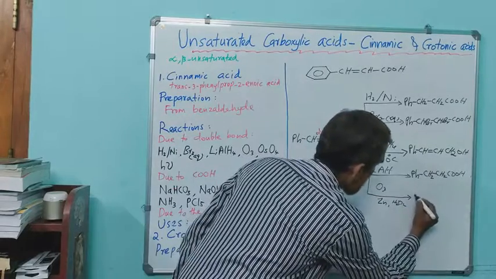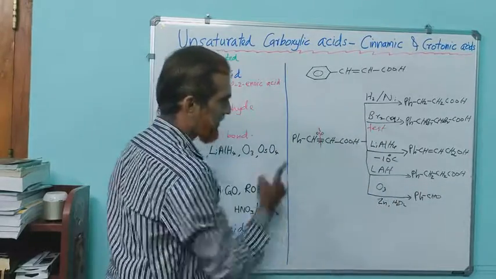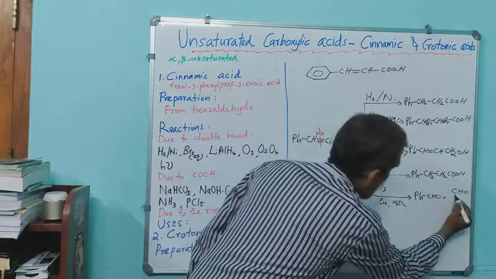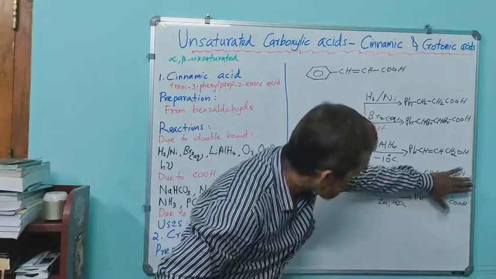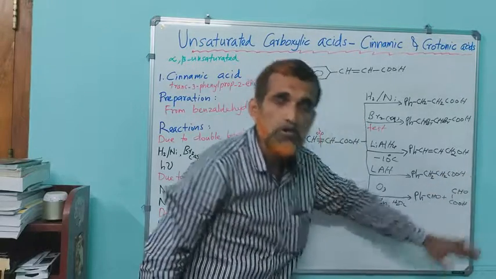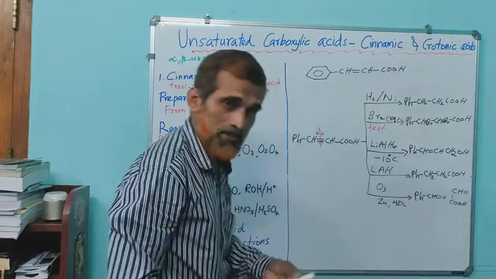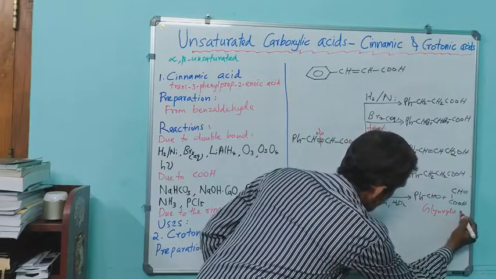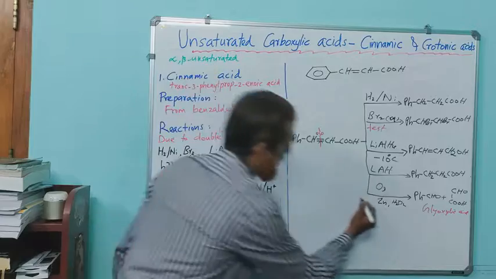This is broken into 2 pieces. One is this one. What is this? Benzaldehyde is one product. What is the next one? That's a very interesting product. This becomes CHO and COOH. What is the name of this compound? See, if 2 groups are COOH, what is it? Oxalic acid. If 2 groups are CHO, that is called glyoxal. In here, one CHO, one COOH. So interestingly, it is called glyoxylic acid.